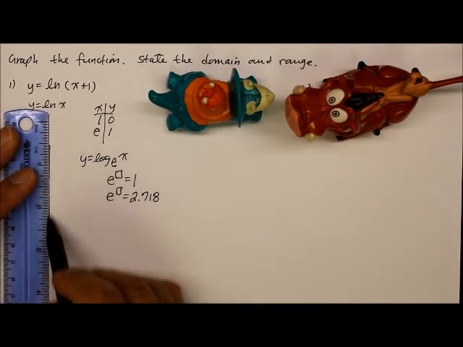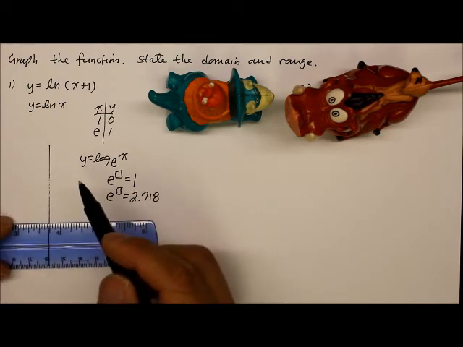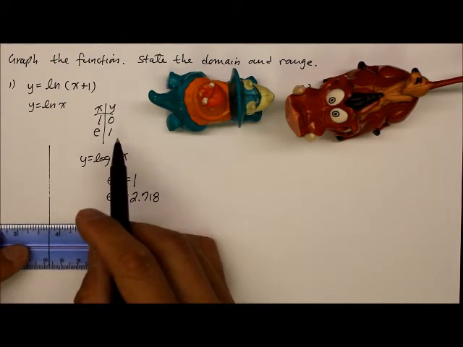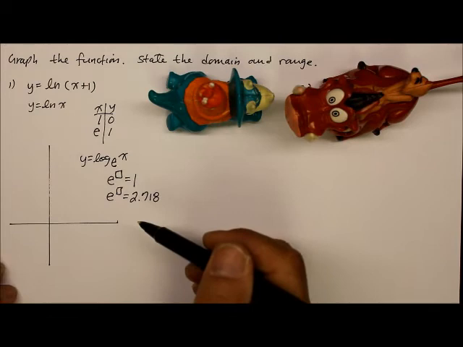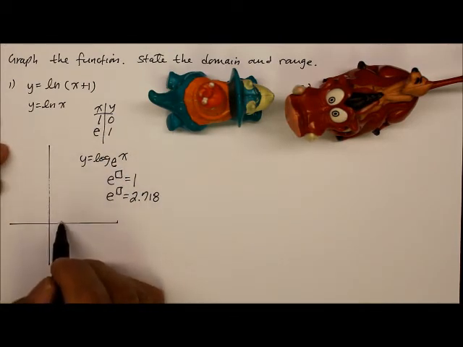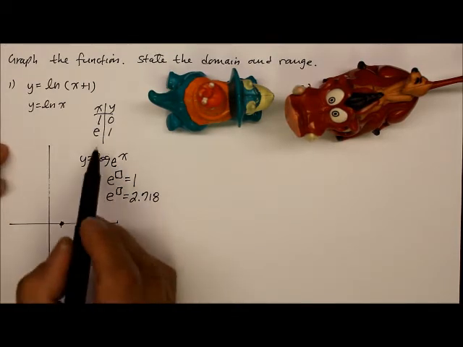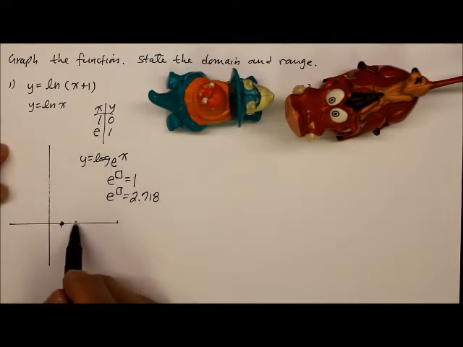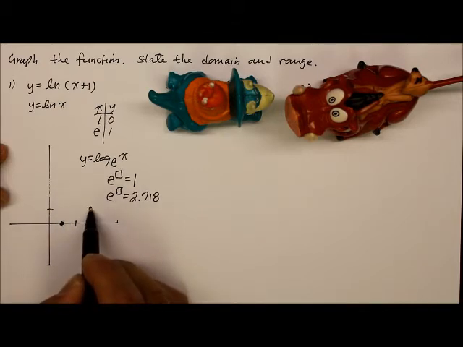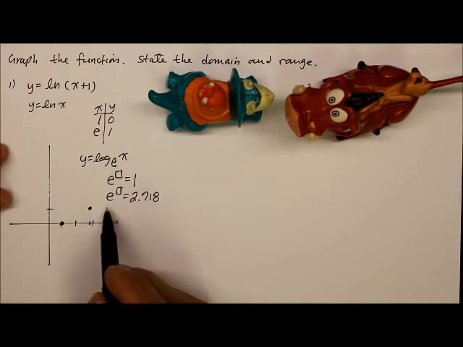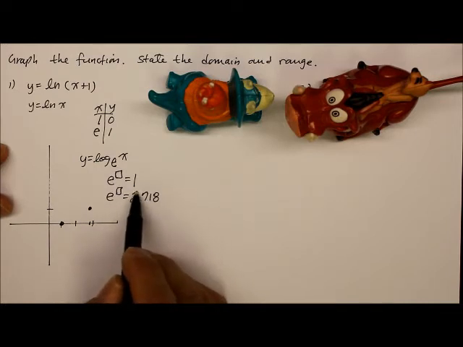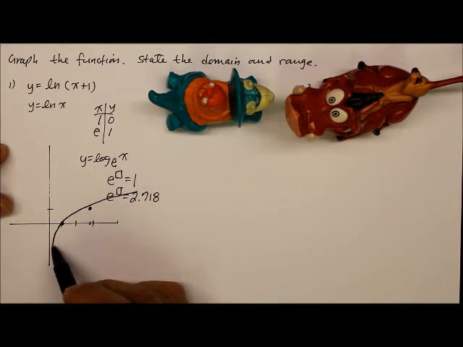Here we go. So now we have y and the x. The first coordinate point is 1 and 0. Next one is approximately 2.718. 1, 2, 3. So around here somewhere. Okay? Then the y value is going to be at 1. There it is. And you can see right away the behavior of this line is going to go something like this, and the asymptote is going to be at 0.